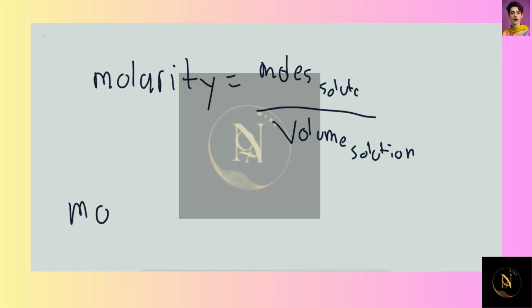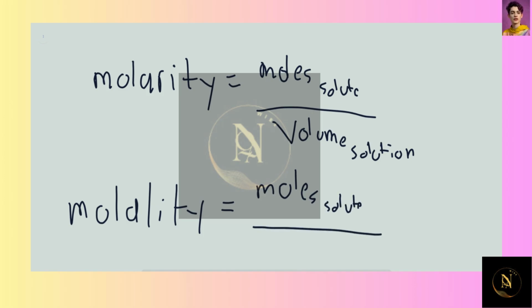The other one is molality. And molality is basically the moles of my solute over the mass of my solvent. In other words, how many moles of my solute in 1 kilogram of the solvent.